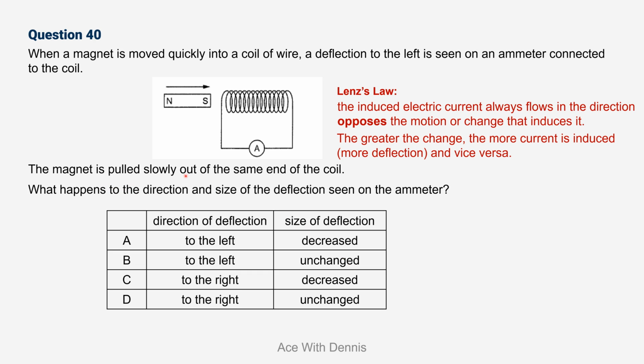And we change the direction. At first we move in, now we move out. So the direction of deflection will be opposite. At first when we move in, it is to the left. So when we move out, it will be to the right. Hence the answer will be C. Direction of deflection to the left, and the size of deflection decreases.